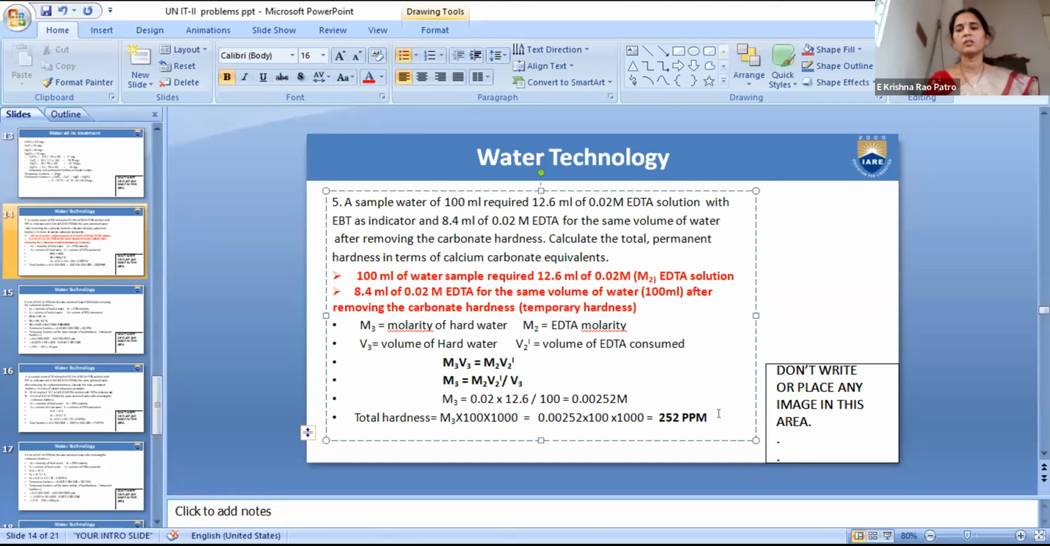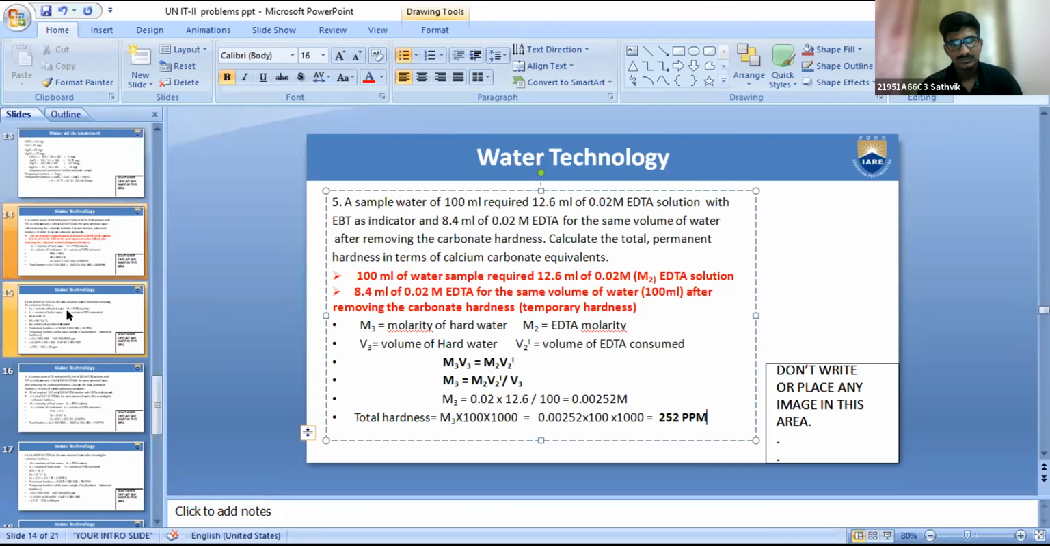So we got total hardness that is 252 ppm. So we have to find out permanent hardness now. Students, everybody wrote now? M3? Everybody in your notebook? Yes or no? Yes, ma'am. Okay, we'll go for M4 now.